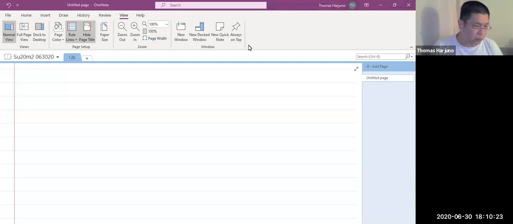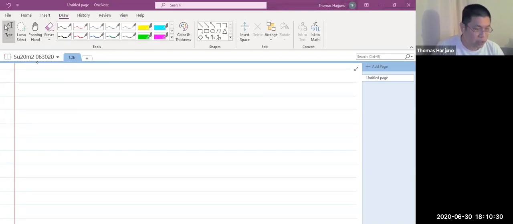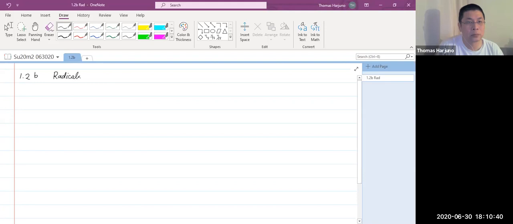Yesterday we finished the first half of section 1.2, and today we will do the second half on radicals. So 1.2 part B on radicals. Or square root.